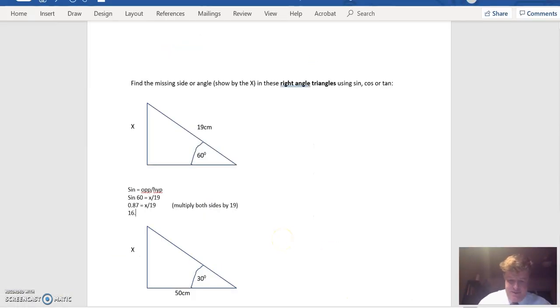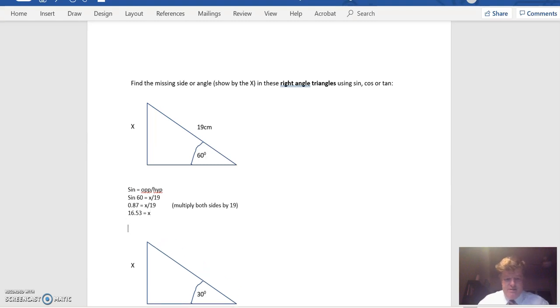So 16.53 equals, and on this side, x multiplied by 19 divided by 19. Remember, we've multiplied both sides by 19. Our rule when we're doing this: if we do something to one side of the equal sign, we have to do the same to the other. So x multiplied by 19 divided by 19, the two 19s just cancel out. So that's what x is going to equal, and so the side is going to equal 16.53 centimetres.